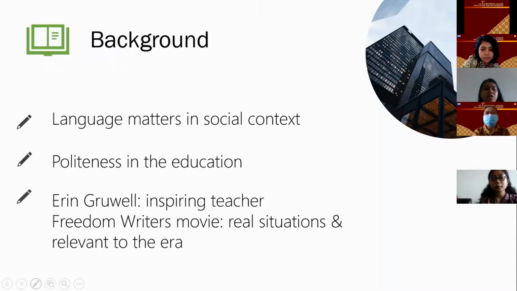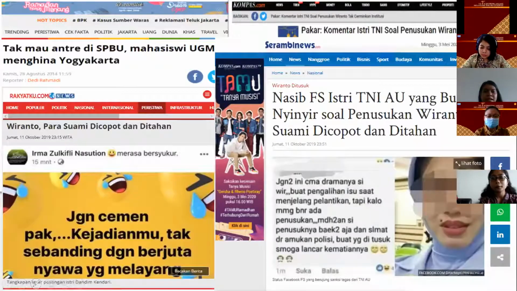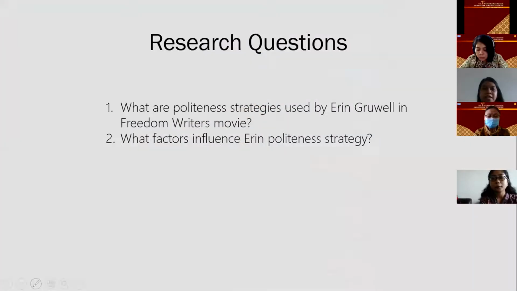So as teachers, we should pay attention to our language and our politeness in the classroom. Here are some issues or problems caused by our tongue if we don't pay attention to that. That's why the researchers really want to conduct the study, so that we avoid such situations in our country. Here are the research questions we formulated. The first one is, what are the politeness strategies used by Erin Gruwell in the Freedom Writers movie? And then, what factors influence Erin's politeness strategies?